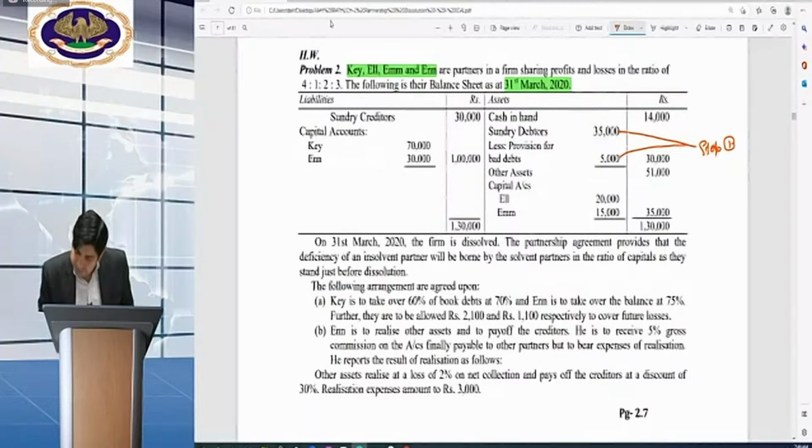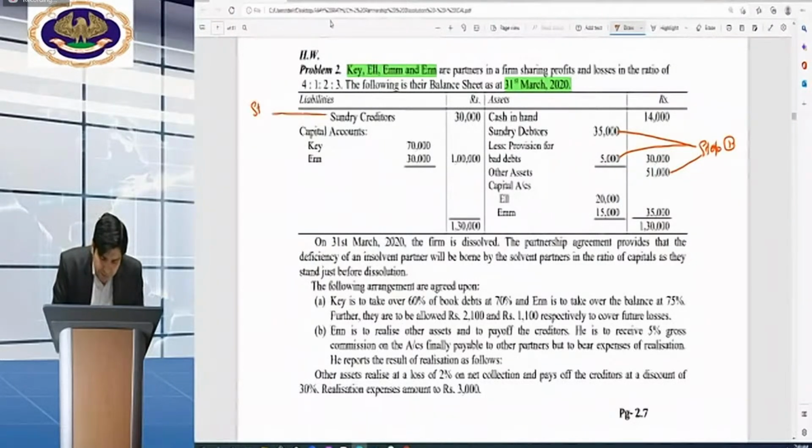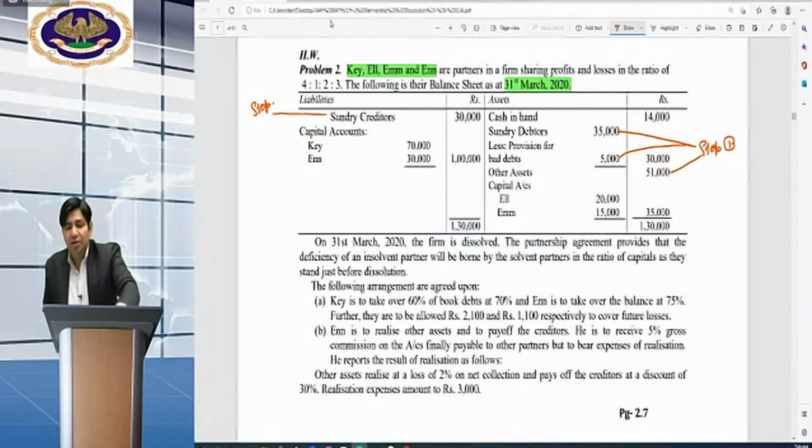Okay. Other assets. Step number 1. Except cash and bank. These are step number 1. Everyone, please see the solution which I have already provided. You do not need to write down right now. You have to just see the solution and tick it. After that, the next question will be solved.